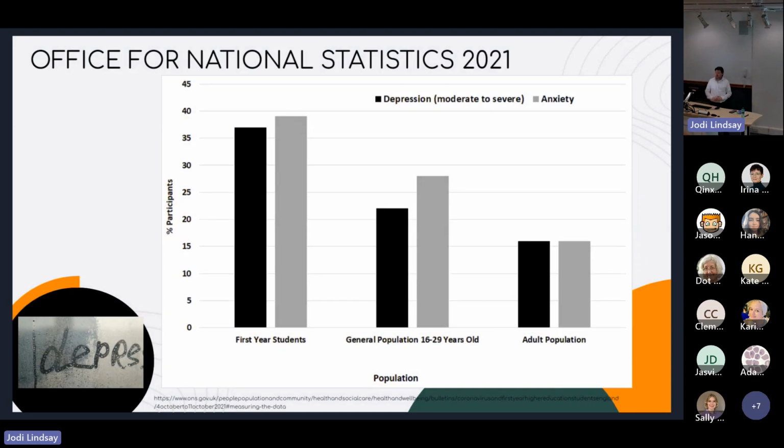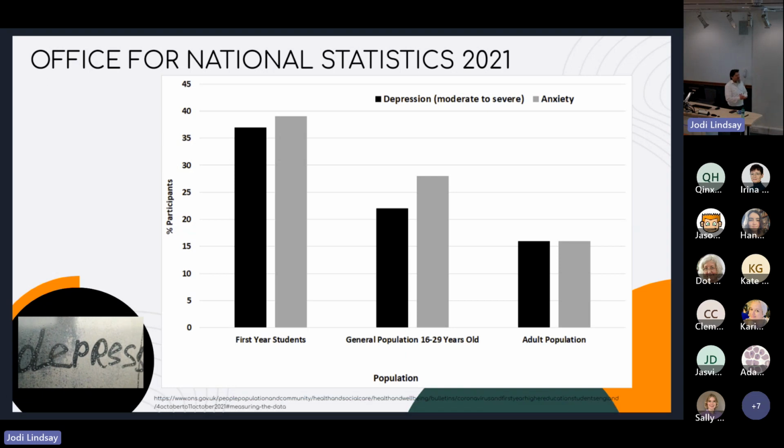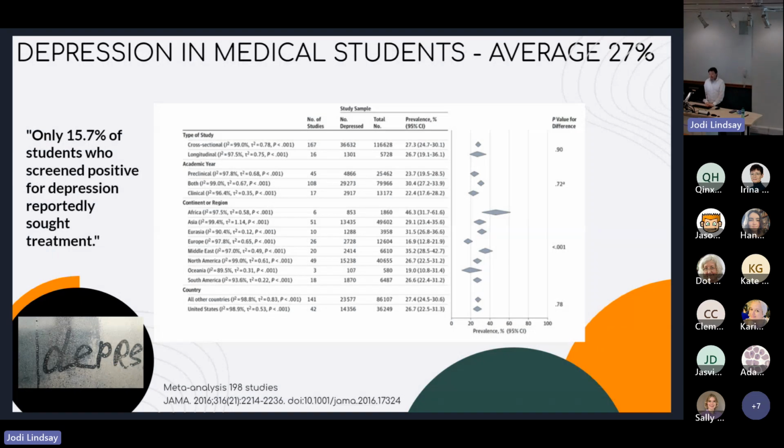And then I looked in the national statistics from 2021 here in the UK, and you can see that the first-year students, overall faculties and things, have more than 35% of them with moderate or severe depression or really high anxiety. So this is basically the challenge, I think, which needs to be somehow met.